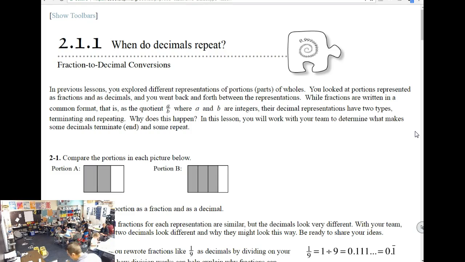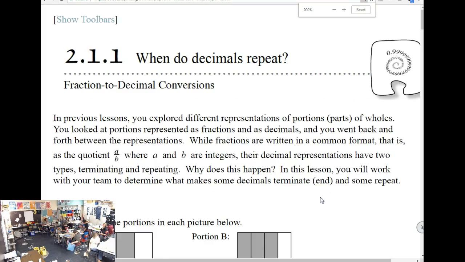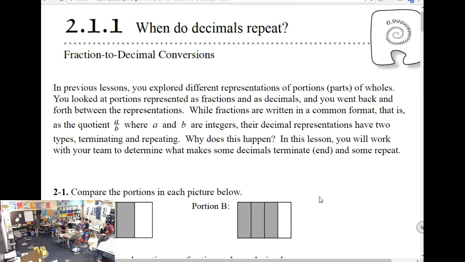So I'm gonna zoom a tiny bit more. I think that's still kind of small to read up there. Anyone feel like reading? Me. Who's me? Aiden. Aiden, go ahead and read for us. In the previous lessons, you explored different representations of portions, parts of a whole. You look at portions represented as fractions and as decimals, and you went back and forth between the representations.